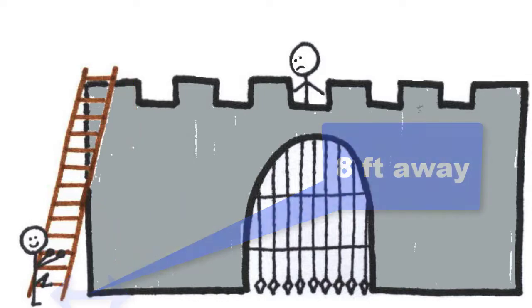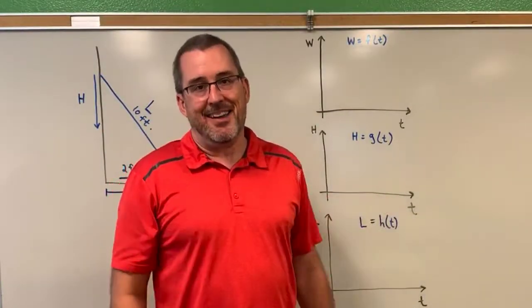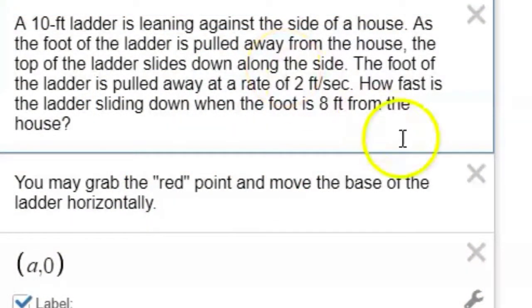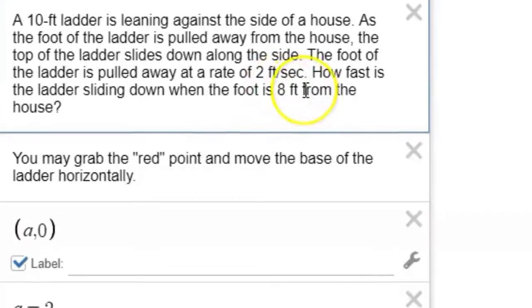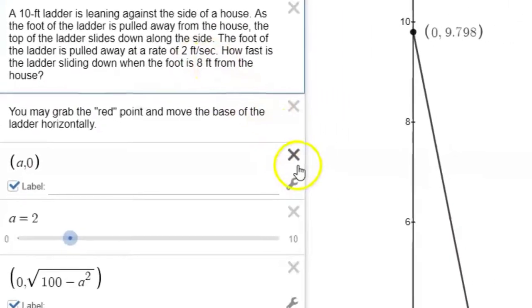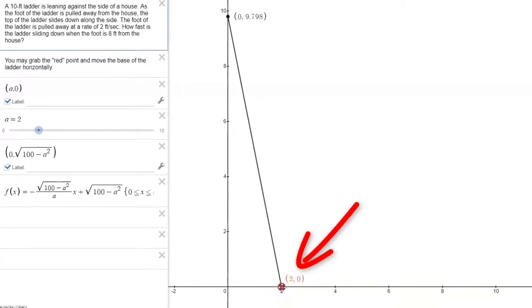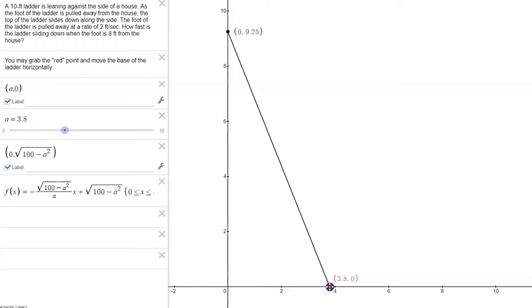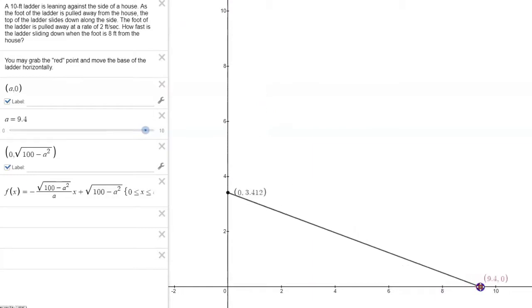What we're going to do first is explore the situation on Desmos, then we'll come back and actually solve the problem. Before we solve this problem, you can take a look at it again here in writing. We're going to simulate this sliding ladder problem. Notice here in Desmos, I can grab the foot of the ladder, as the problem states, and pull it away from the house. And as I do, notice the top of the ladder sliding down the side of the house.